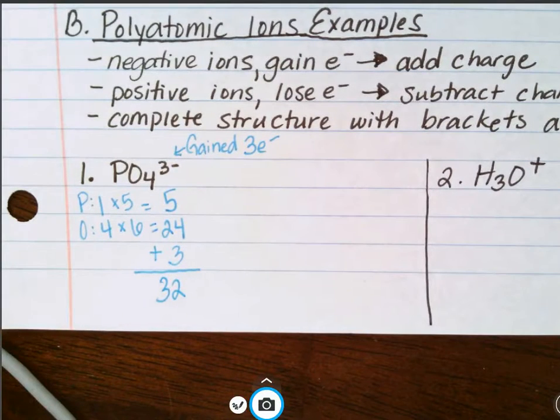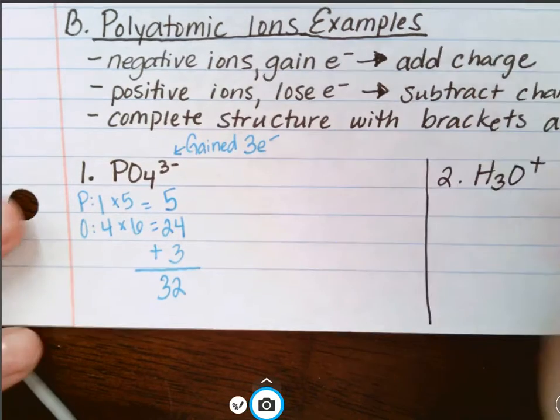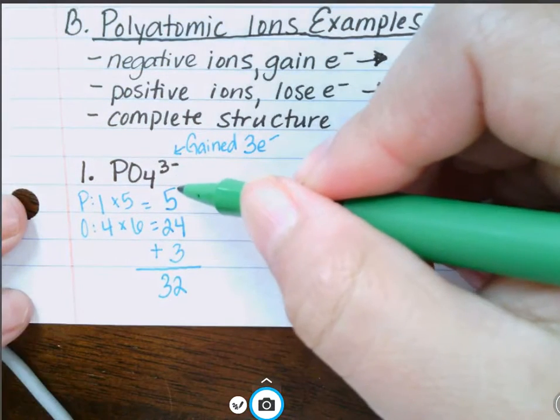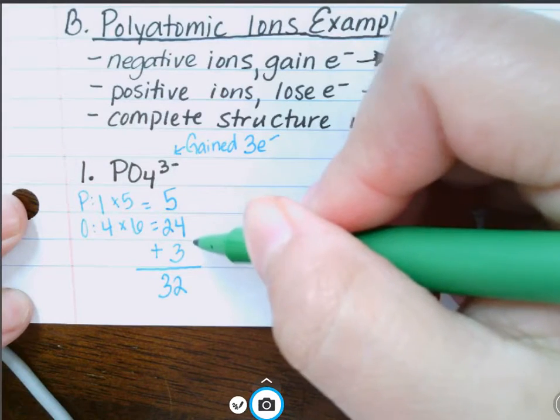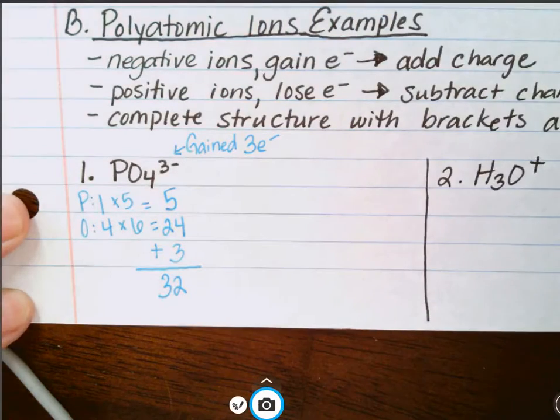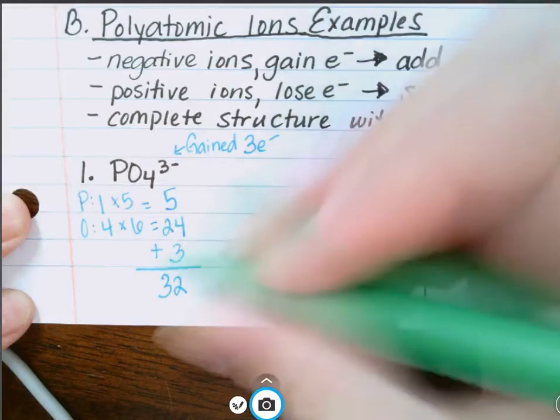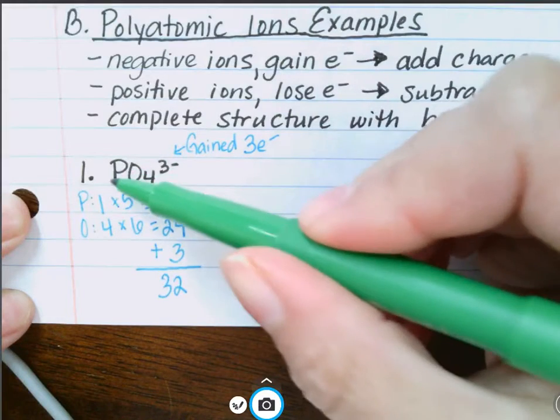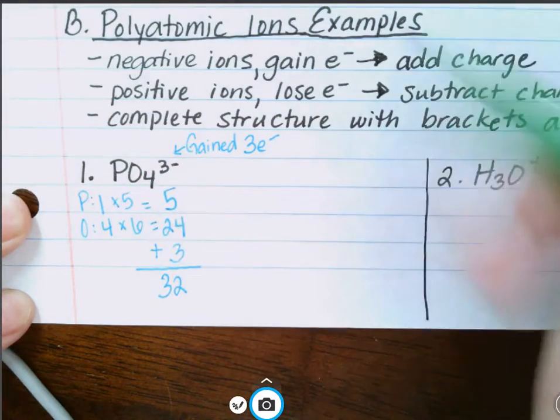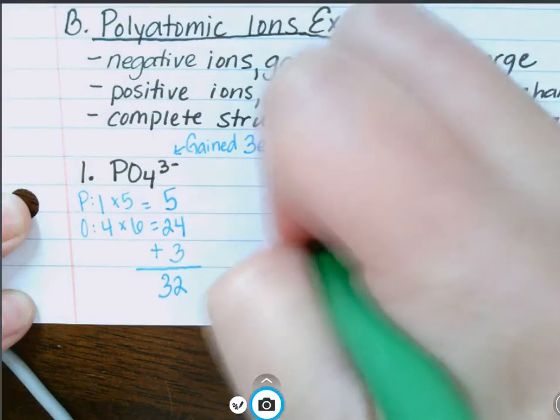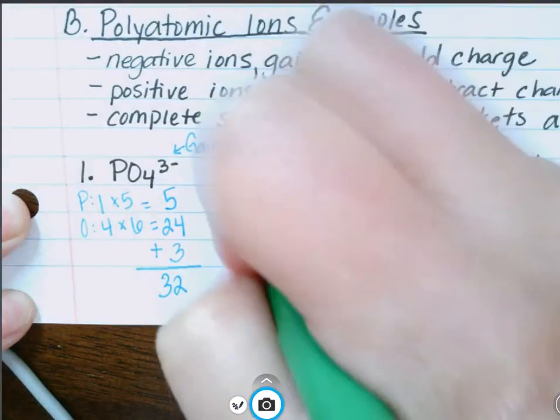You'll notice it won't make much sense if you try to do it the other way. You'll end up with a strange structure. So negative means gained electrons. You add those electrons to the charge. Okay, so then of these 2 atoms, phosphorus, I have less of them, so that's going to be my central. We'll put oxygen on the outside.